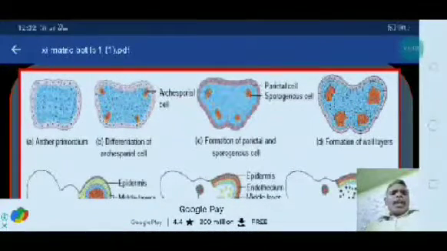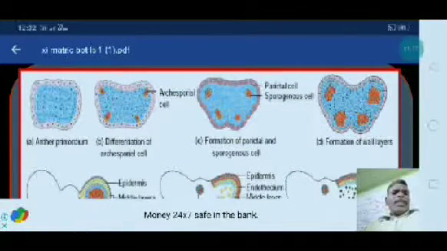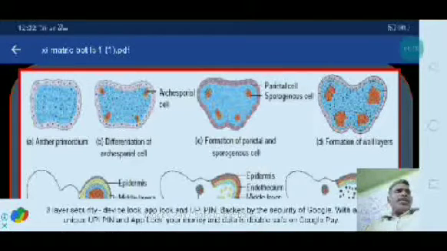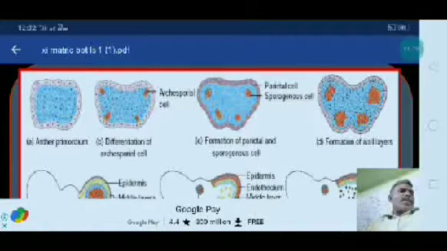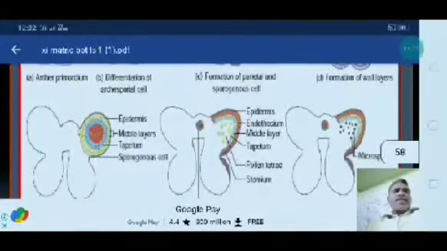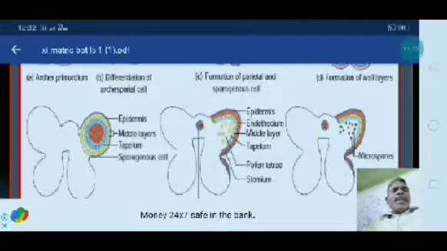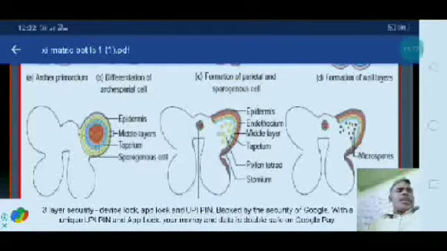Here there is an anther primordium. From that, the differentiation of archesporial cells occurs. Archesporial cells again divide into a number of cells. Parietal cells and sporogenous cells are formed. Wall formation will occur. First there is the epidermis, middle layer, tapetum and sporogenous cells.